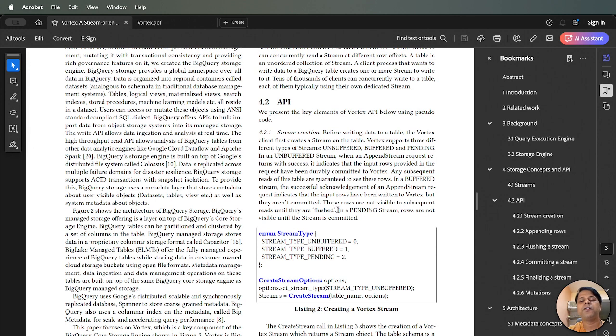How the flushing happens we will see in the subsequent subsections. Here we are only talking about the creation. Flushing we will see in a bit. In a pending stream, rows are not visible until the stream is committed. Committing is another operation. We see flush, and the other is commit. These two operations are related to the buffered and pending streams, for handling in-flight data until it gets materialized or committed, and then only will it show up. So these two operations we will see later.